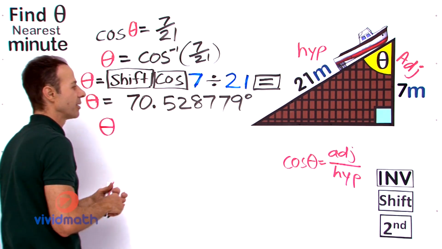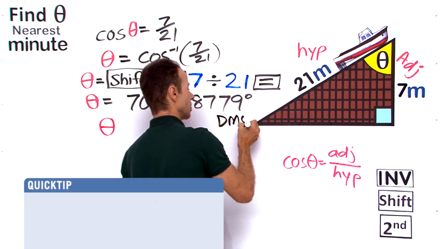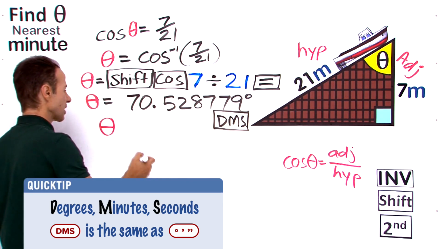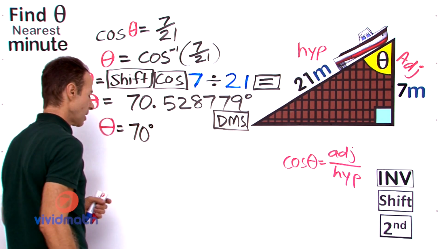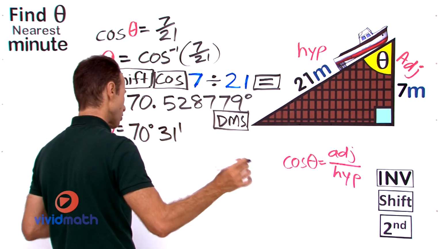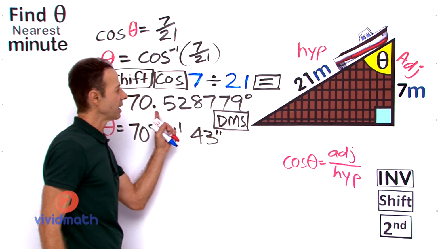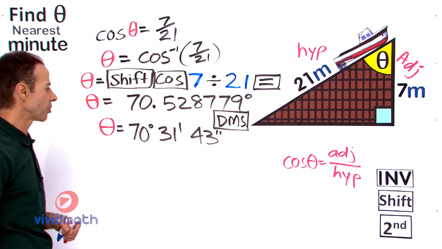What we want to do now is hit degrees, minutes, seconds, DMS on your calculator. And when you hit that, you're going to get degrees, minutes, seconds. So that's going to equal 70 degrees and 31 minutes, and seconds roughly around 43 seconds, depending on how many decimal places you use. You'll definitely get the 31.